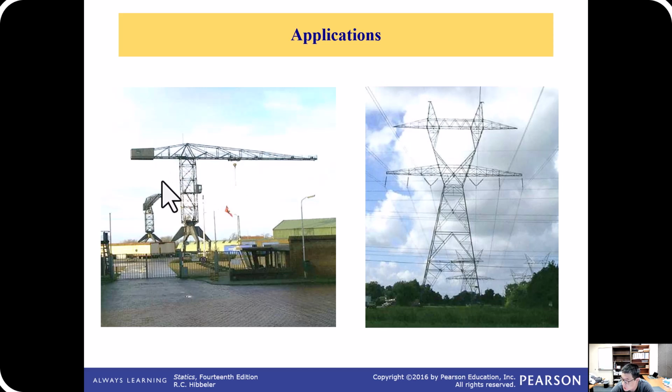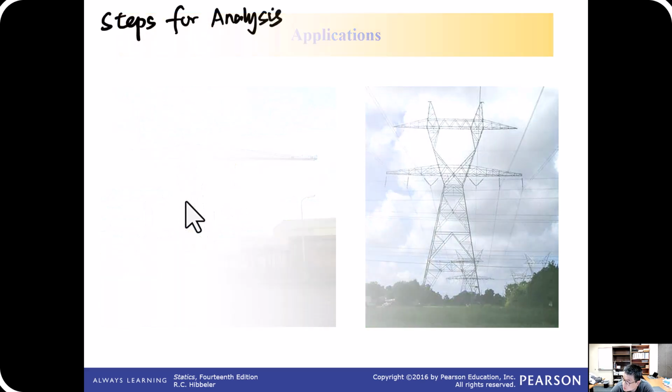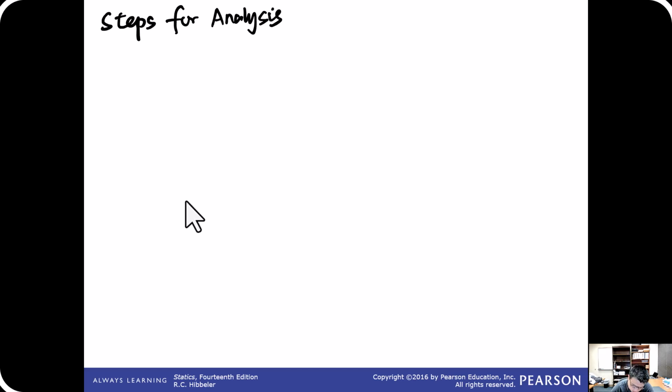In the real world we have trusses, like those that form a crane or a power tower, which are pretty complex. That's when we need to use the method of section. So what are the steps for the method of section? As you can tell from its name, we need to cut a truss into different sections.